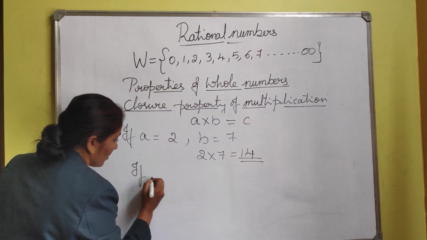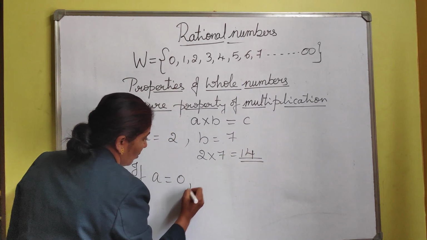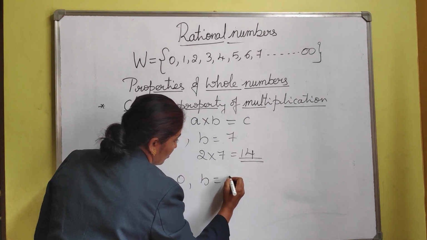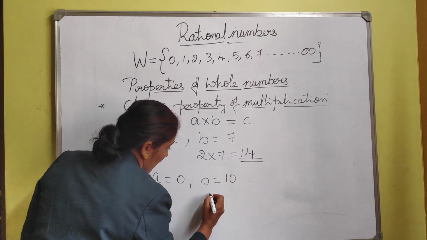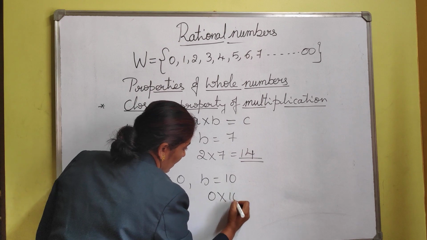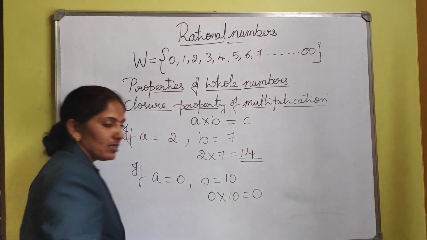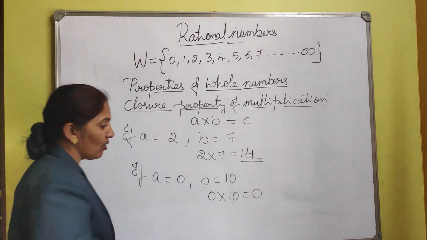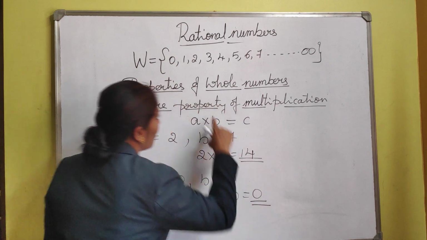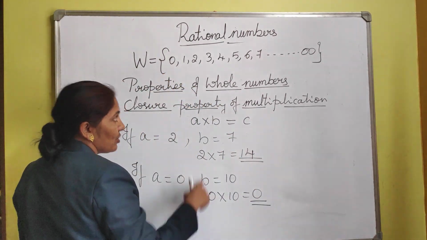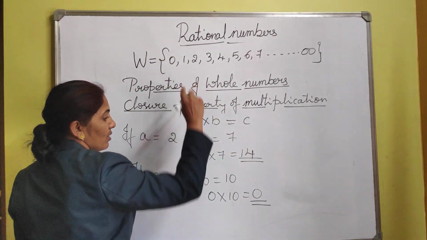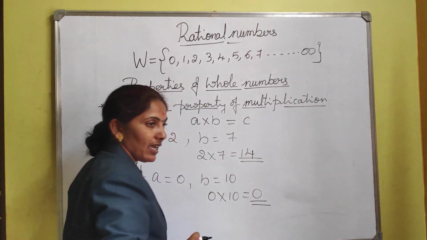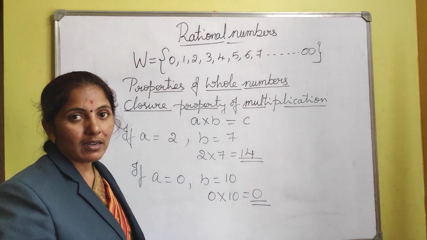Say A is equal to 0 and B is equal to 10. What can I write here again? 0 into 10 is equal to 0. So is 0 a whole number again? 0 is a whole number, 10 also is a whole number. The product obtained is again 0, which is a whole number.